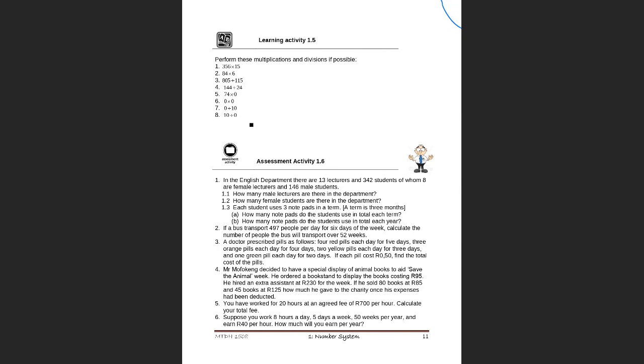And then I said the sum of the books. He sold 80 books at 85 rand and 45 books at 125 rand. He didn't say 80 books at 85 rand each, so that means all the 80 books cost 85 rand, and all the 45 books cost 125 rand. Do you get what's happening here? I fully understand, sir. So how much money did he get from selling the books? 12,100, or am I wrong?